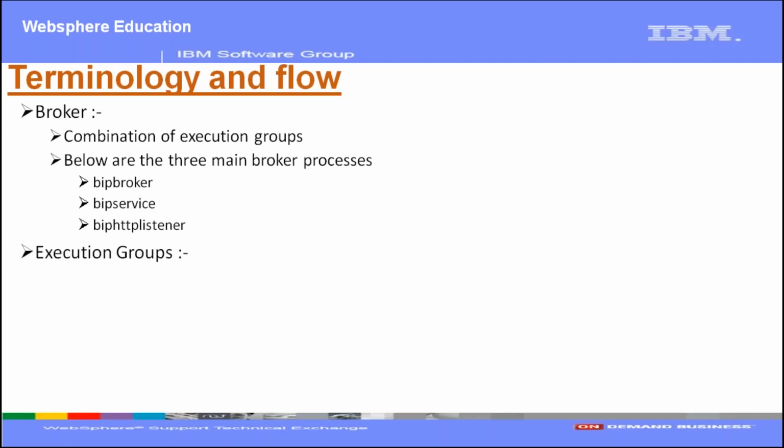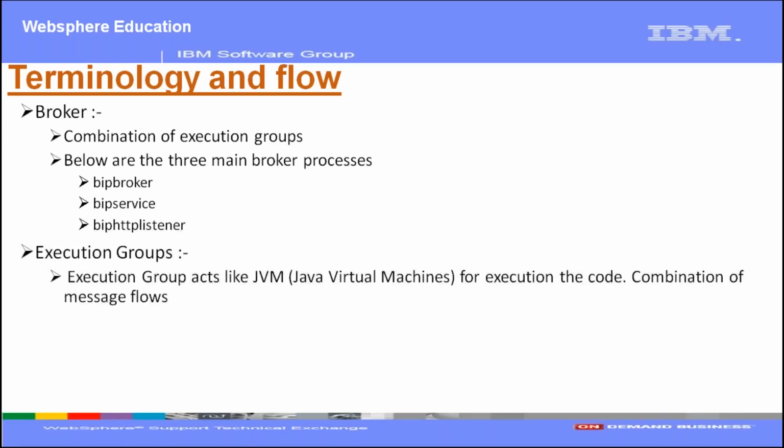Now let's deal with what an execution group is. A broker contains the execution groups. An execution group acts like a JVM, Java Virtual Machine, for execution of the code. Do you know what a JVM in Java is? I think it is a kind of server. No, it's not a server. I think JVM stands for Java Virtual Machine, where we fetch the logs.